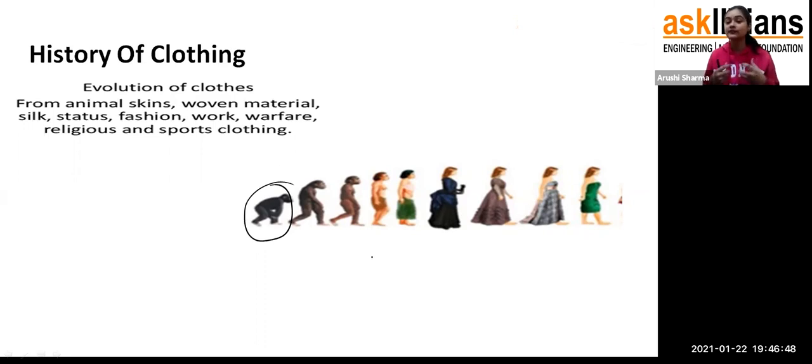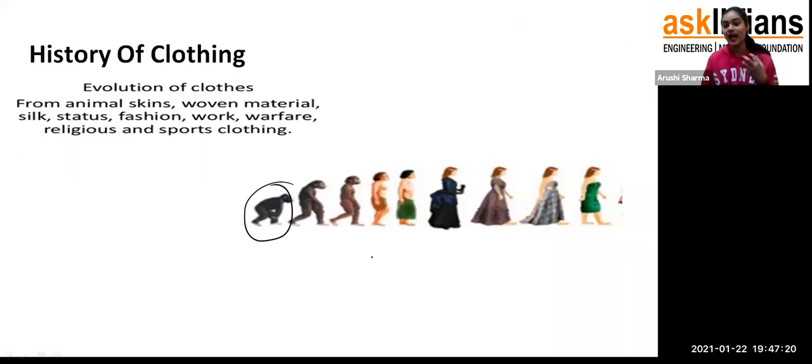There is a need for cloth development. You can see the evolution of clothes from animal skins, then woven material, silk, status, then fashion, and nowadays we have so many different types of clothes. It's not just that we have only one type of clothes. We have party wear, daily use clothes, night wear, and sports clothing. So we have different categories of clothes depending upon their requirement.